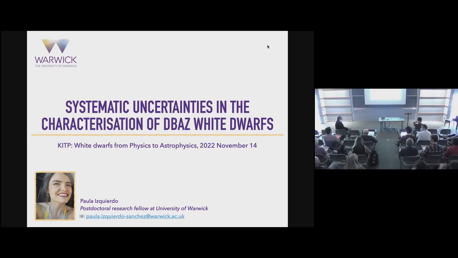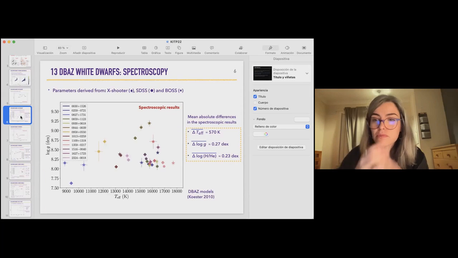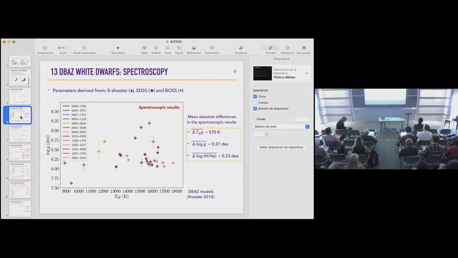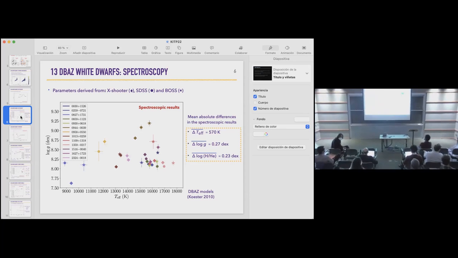Hi, Paula. Alejandra here. Can you go back to the plot where you show the effective temperatures? You had a plot with effective temperature and log g. Actually, my question was, do you have any pulsating white dwarfs there? Because you can also compare, I don't know if it's going to improve or not, the effective temperature and log g that you get from asteroseismology.